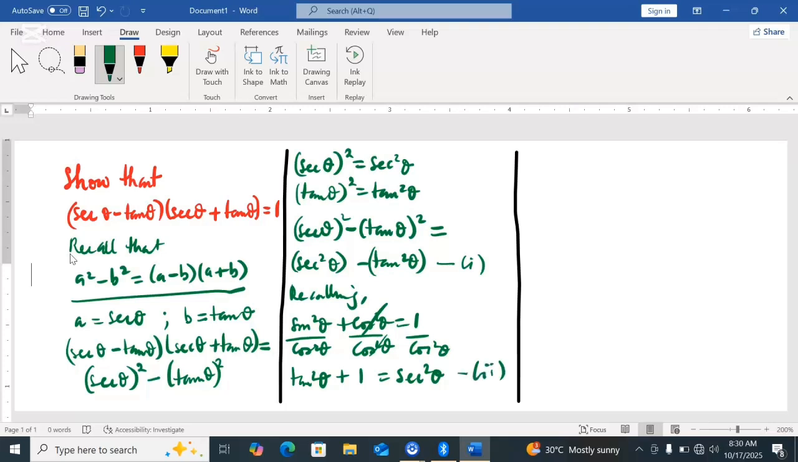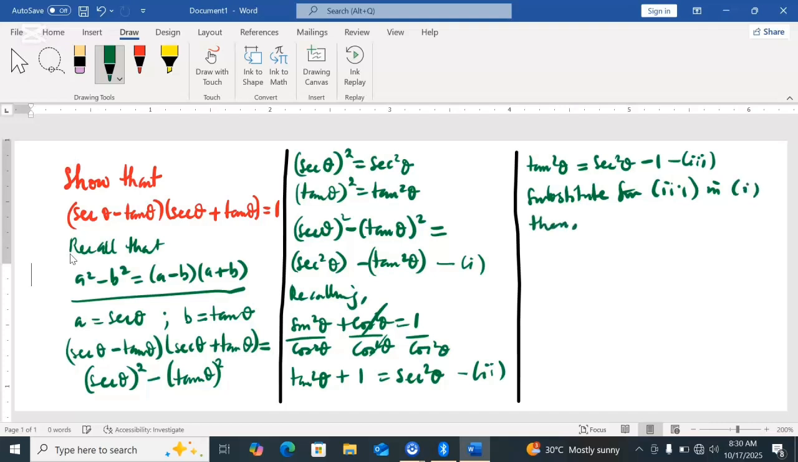So now from equation 2, I'm going to make tan squared theta my subject of formula, and that would mean having sec squared theta minus 1. Now I'll call this equation 3. If you substitute equation 3 in equation 1, then anywhere you find tan squared theta, we are going to replace that with sec squared theta minus 1.